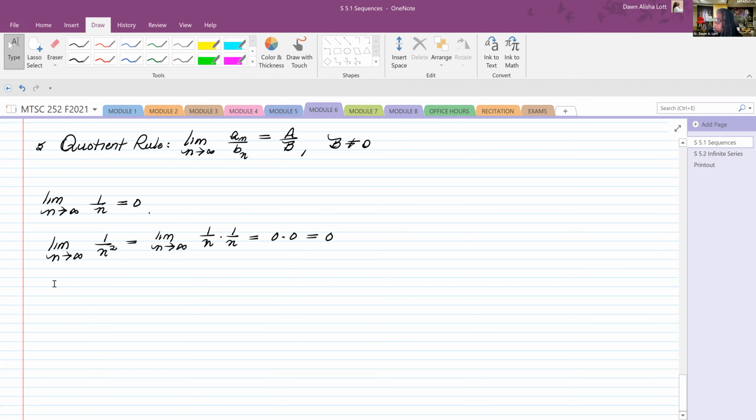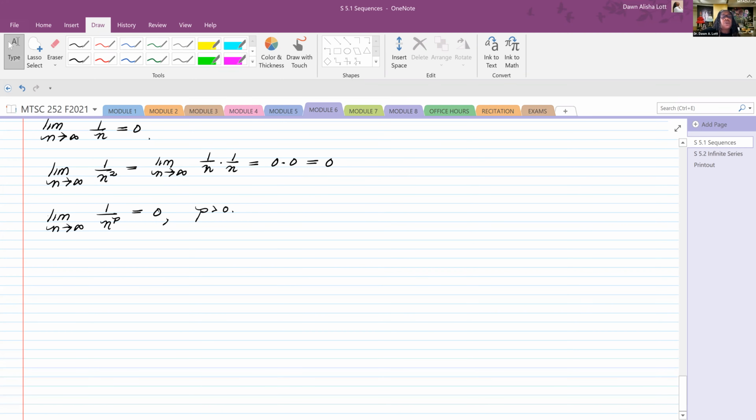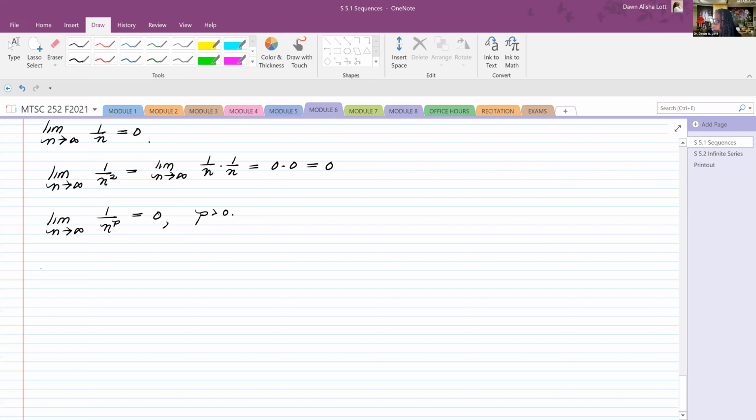In fact, if n is in the denominator at any power, that limit is always 0, as long as p is positive. So it's in the denominator. All right, now, some sequences don't have limits. So that's easy. Here's an example real quick.